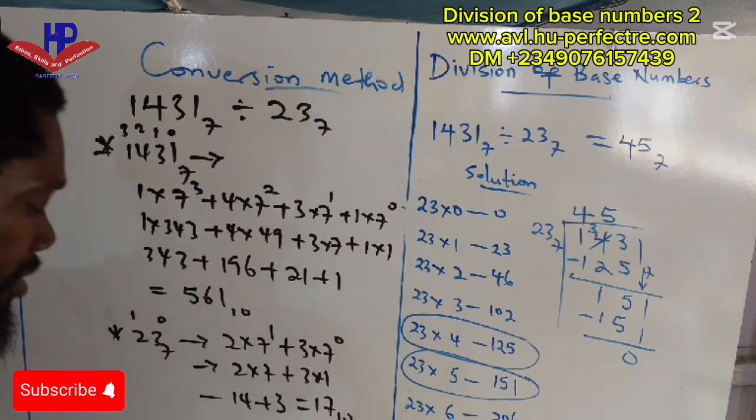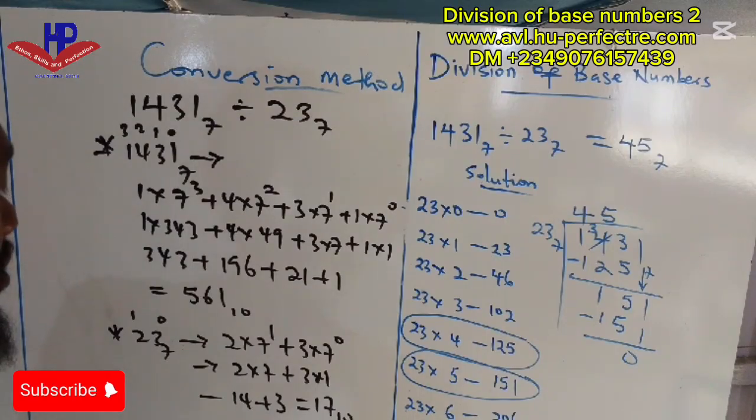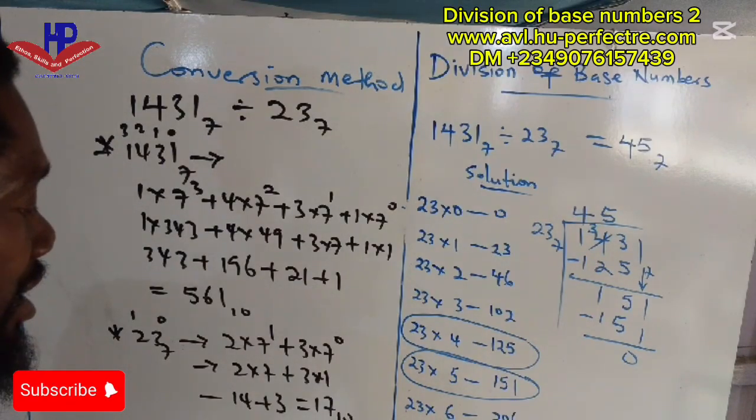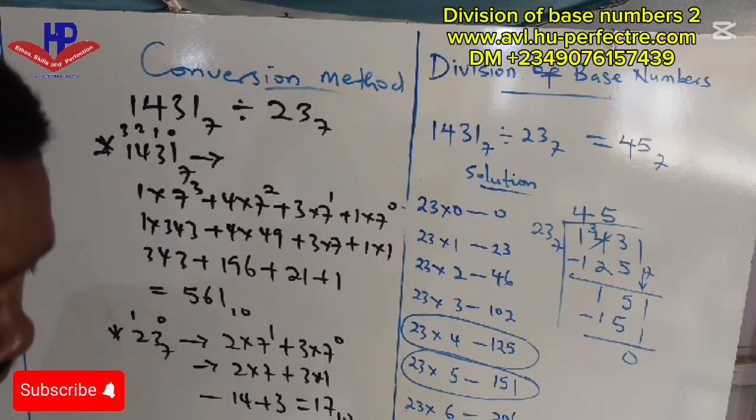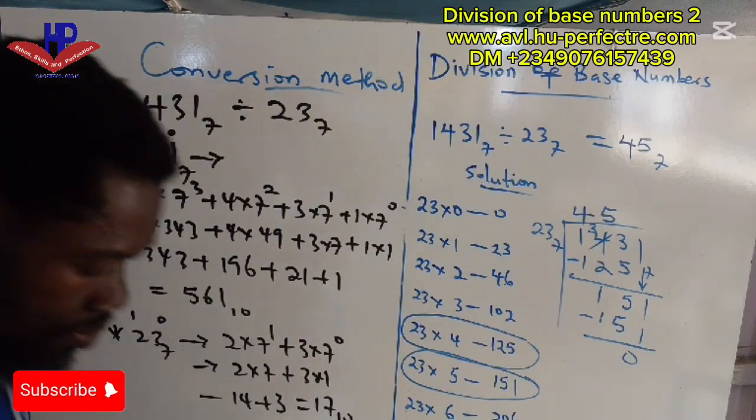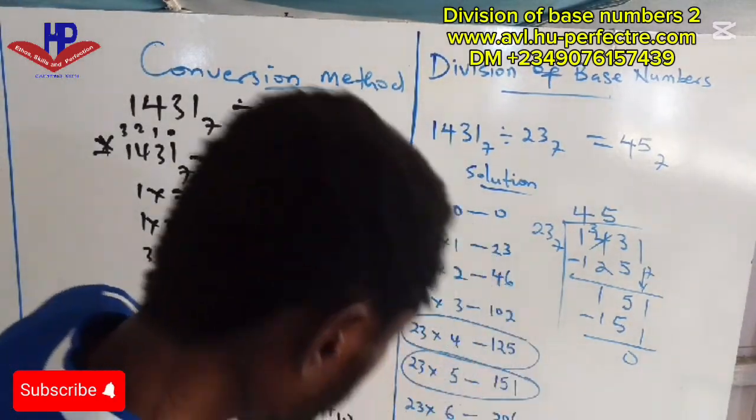So I'm going to divide 561 by 17. If we divide 561 by 17, our answer will be 33.